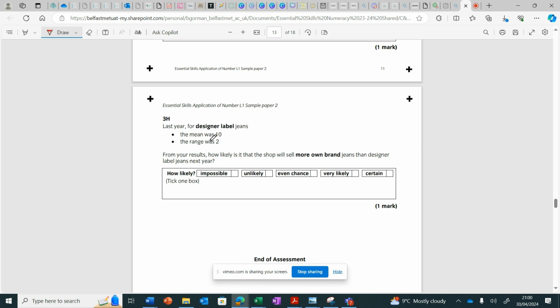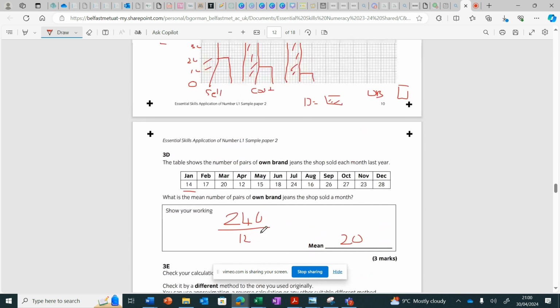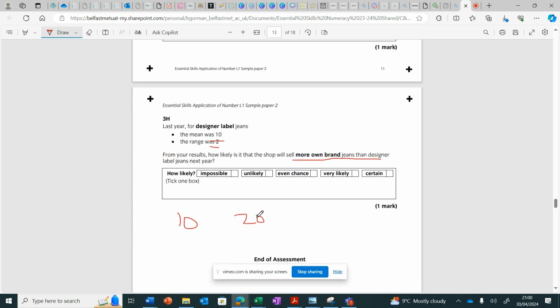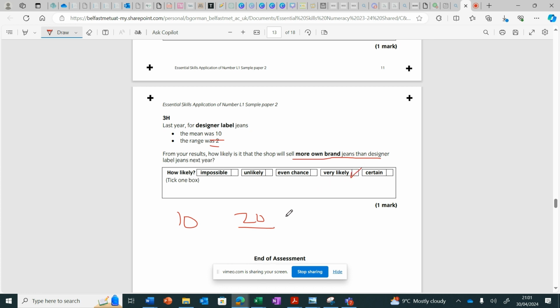Last year for designer label jeans, the mean was 10, the range was 2. From your results, how likely is it that the shop will sell more own brand jeans than designer jeans last year? Well, the range doesn't tell you anything about how well or badly somebody sells something. The mean does. Last year the mean was 10 for the average number of jeans sold, and ours this year was 20. So this year we've done better. So how likely are we going to sell more jeans this year than last year? Well, very likely, aren't we? It's not certain, but very likely, because we're selling double.